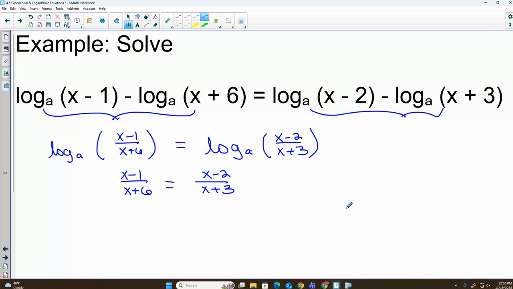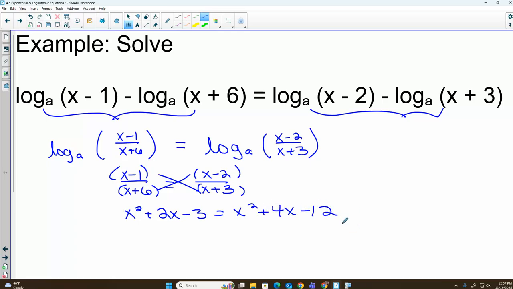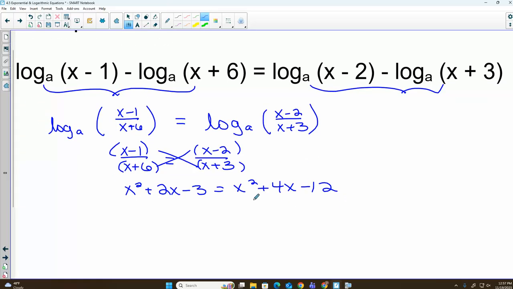How do we solve this problem now? So when you do that, you have to FOIL. So that would give me x squared is 2x minus 3. And this one, I get x squared plus 4x minus 12. Look at how nice that is. When I subtract my x squared, what happens? Cancels out.